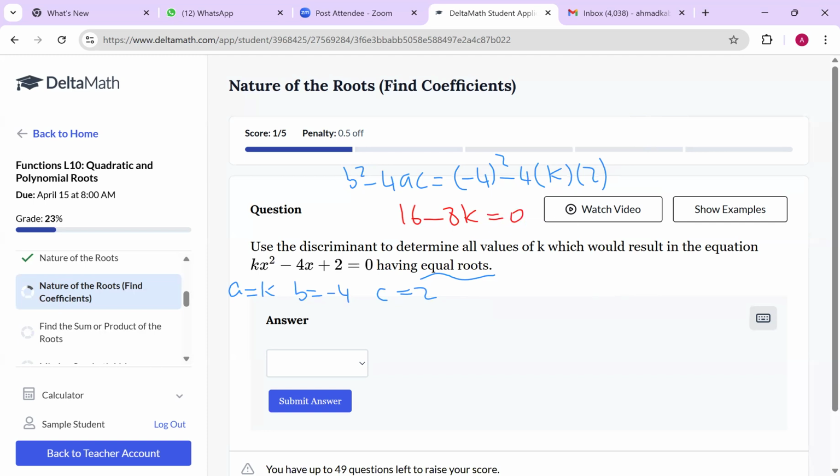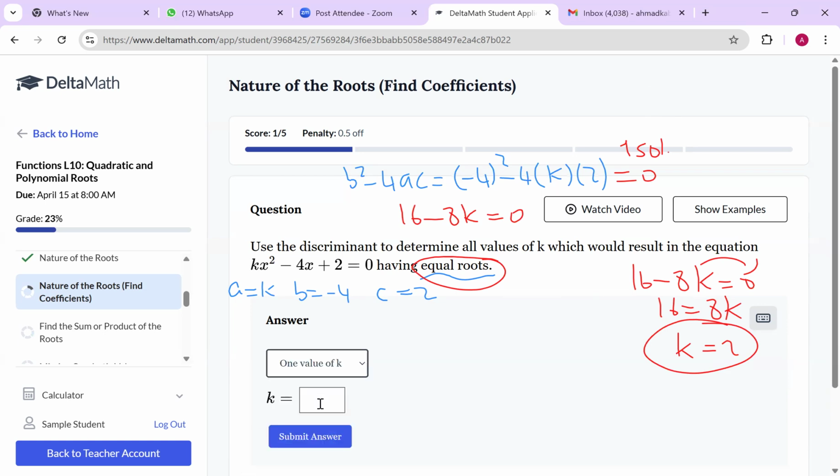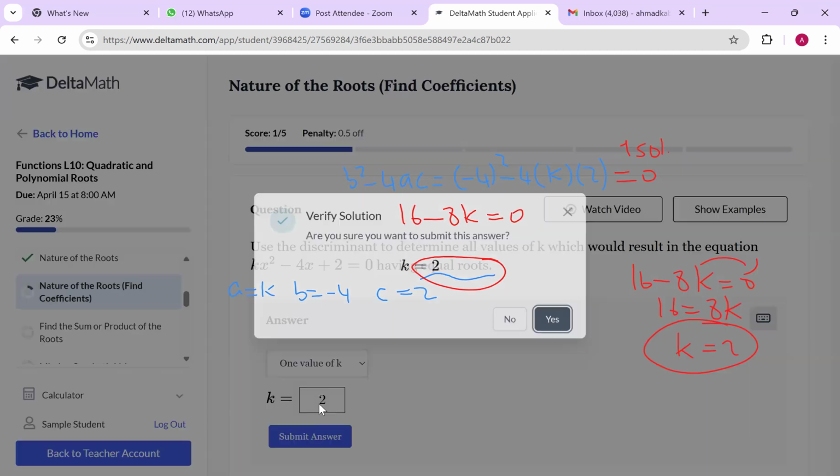We said that this is equal to 0 because it has one solution, or repeated solutions, or equal solutions, or equal roots. These all mean the same thing. Anyway, 16 minus 8k equals 0. Take the 8k to the other side. 16 equals 8k, and k equals 2. So here we pick one solution, one value, and k is equal to 2.